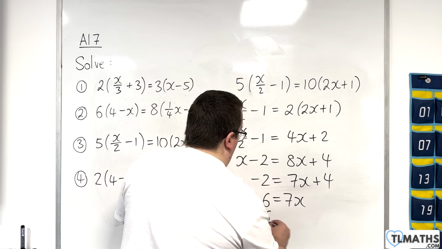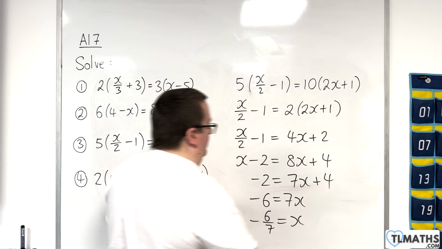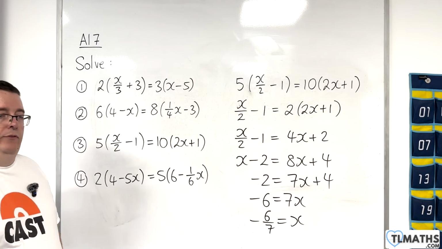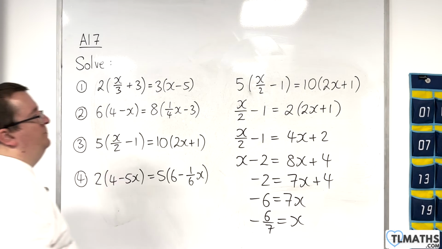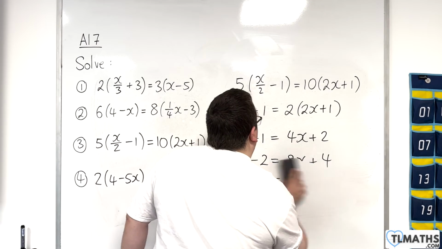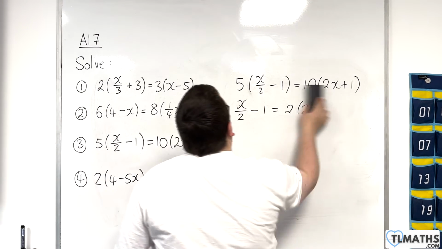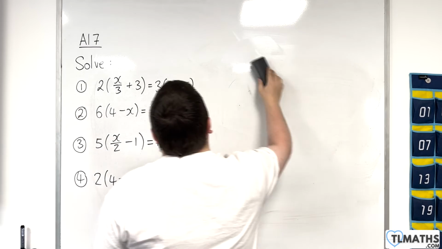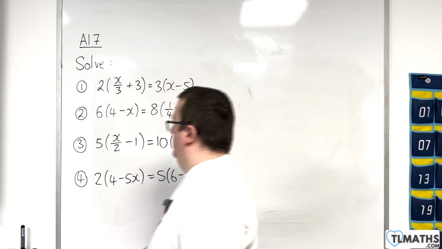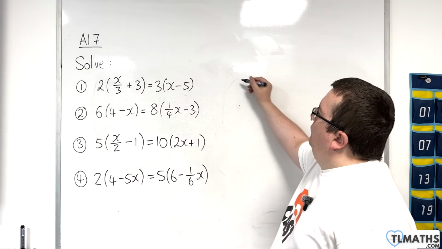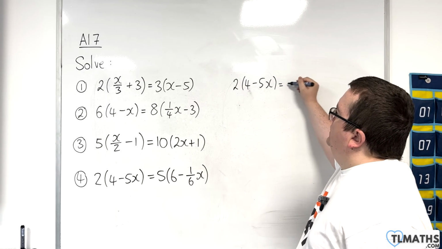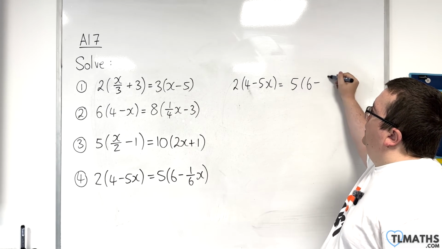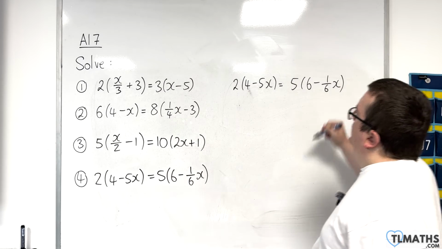So x is equal to minus 6/7. Okay, and that's my answer to number 3. Okay, last one, number 4. 2 lots of 4 take away 5x is equal to 5 lots of 6 take away 1/6 x.